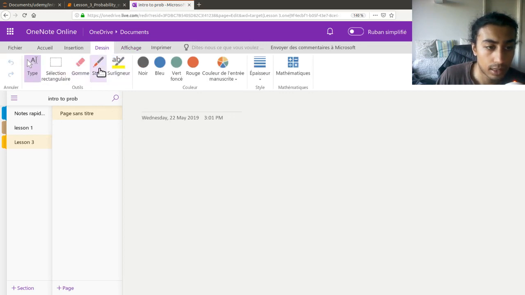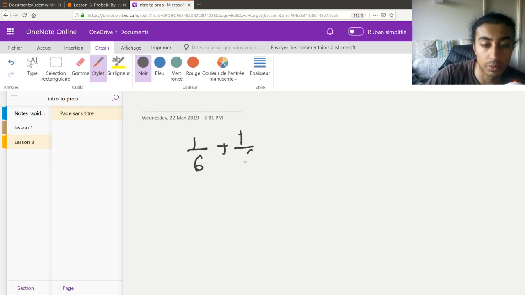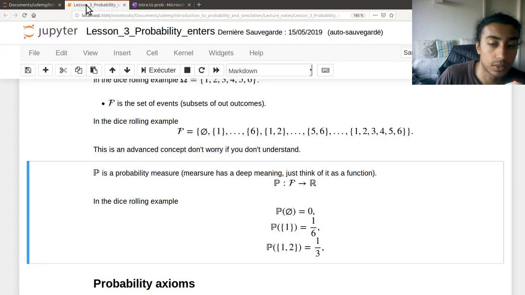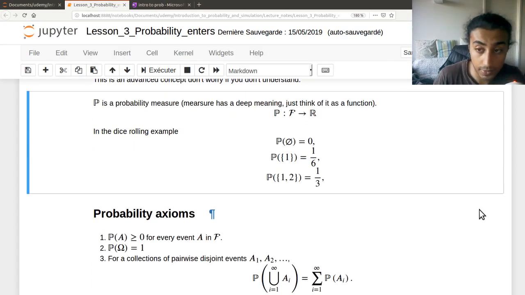So the probability is 1/6. I don't really need to explain this that much. 1/6 plus 1/6 equals 2/6, which is 1/3, because you can simplify this and this. Okay, that's what that is. Let's go back here, and that's it. So that's a probability triple.